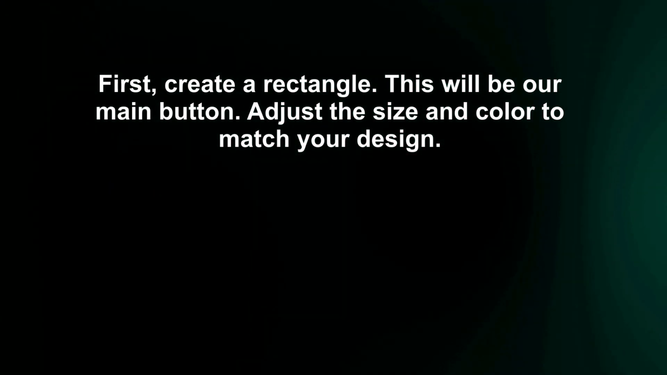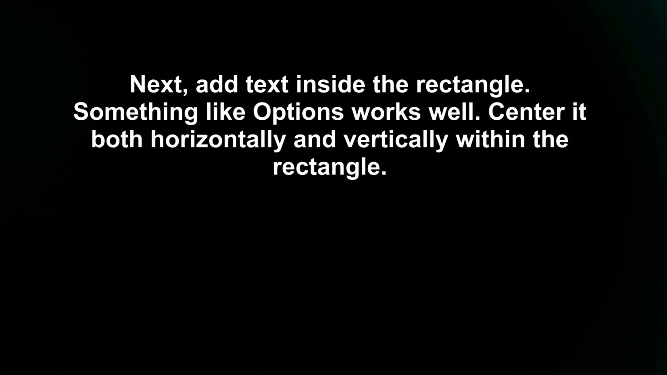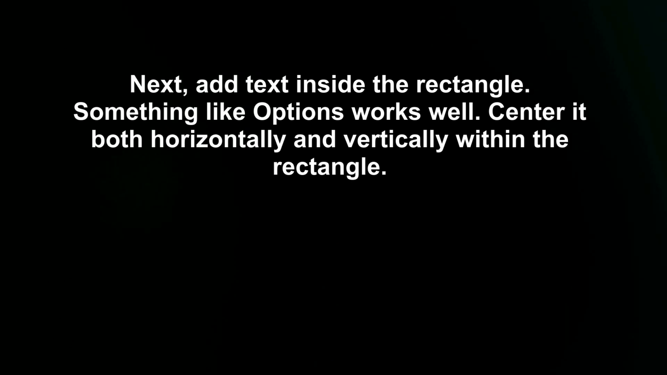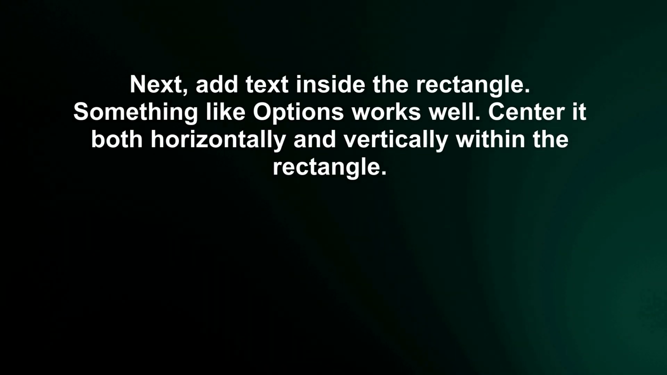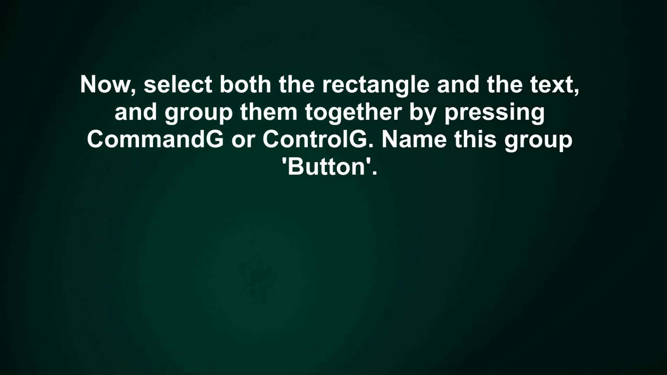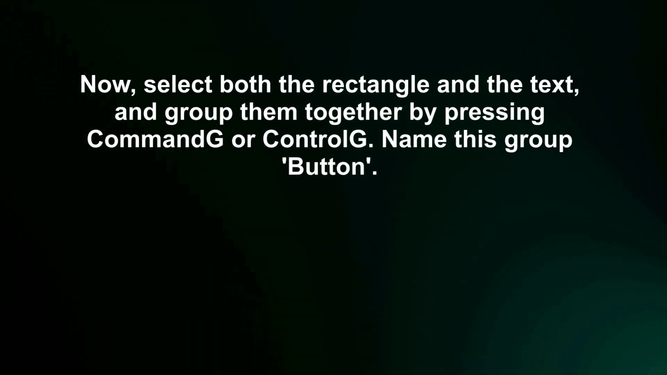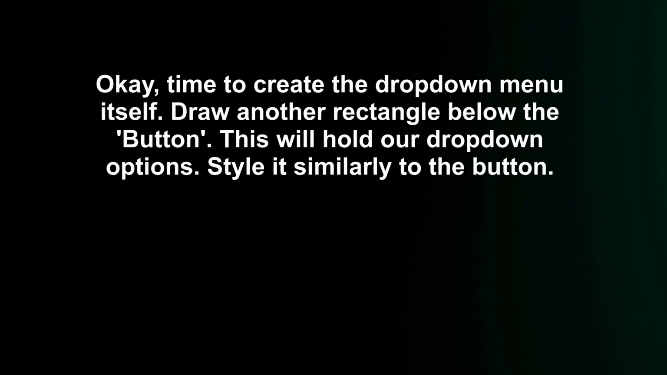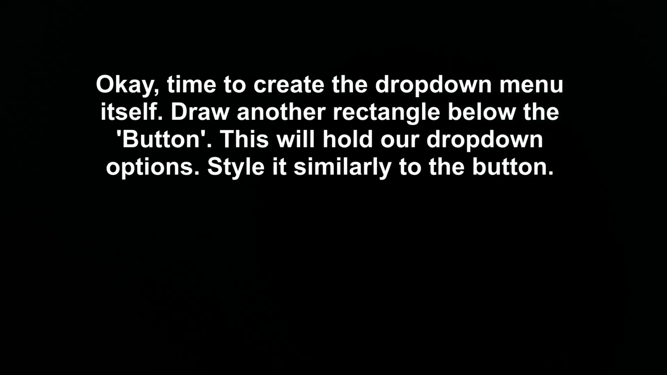Adjust the size and color to match your design. Next, add text inside the rectangle. Something like options works well. Center it both horizontally and vertically within the rectangle. Now, select both the rectangle and the text, and group them together by pressing Command or Control. Name this group button.